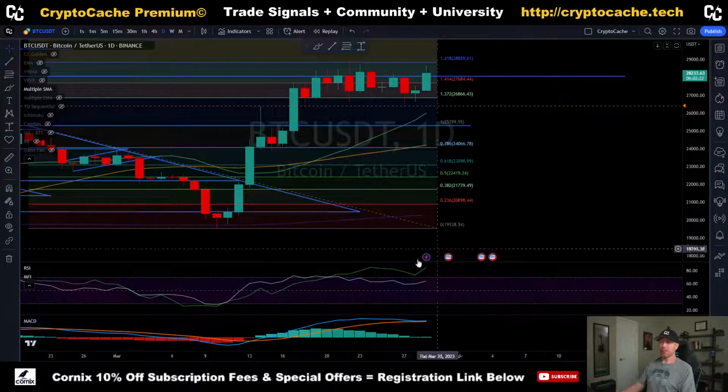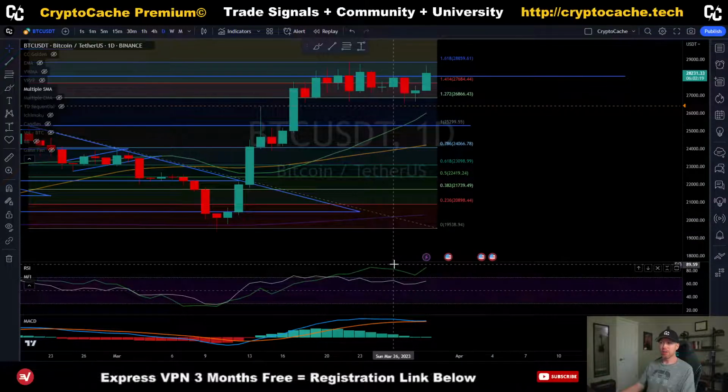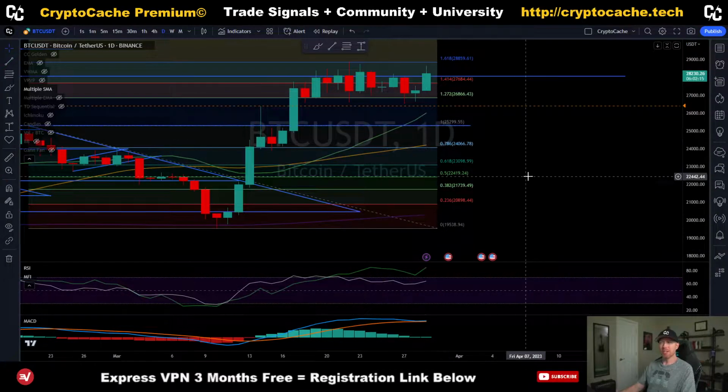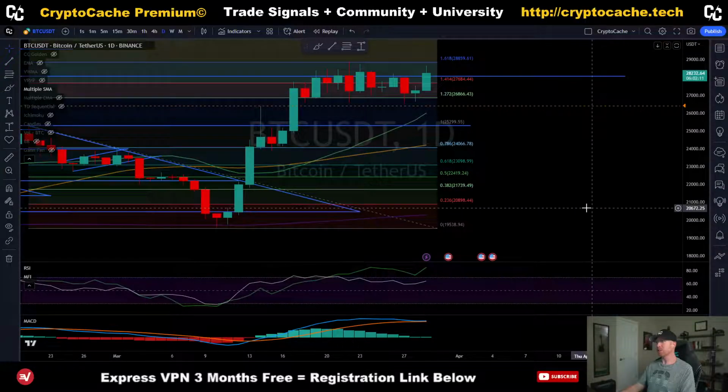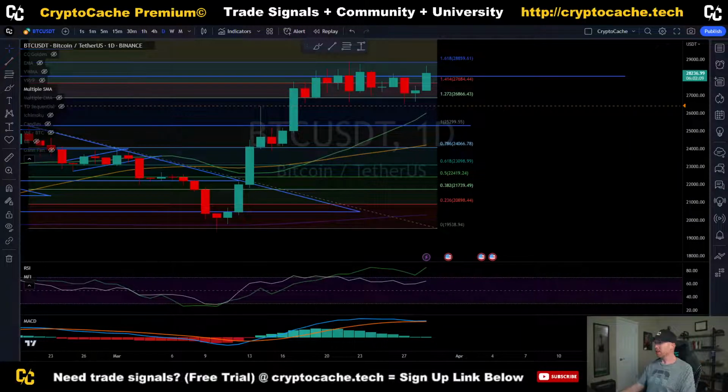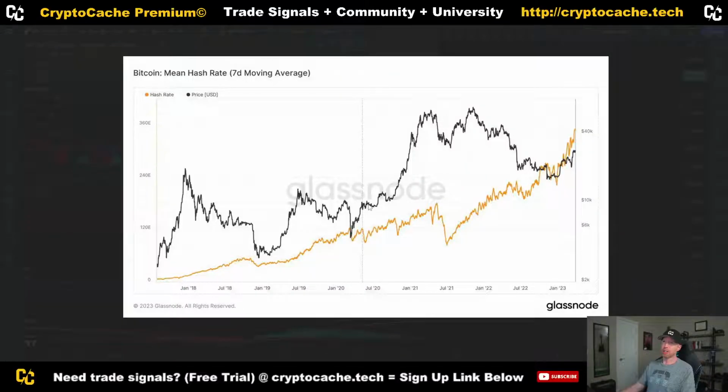RSI, money flow index, is a tremendous amount of volume in the last 14 days. That's why we're seeing that really, really high there. It's the only reason why the price is maintaining, because there's more money coming into the market. In fact, the Bitcoin hash rate is extremely high right now. See if I can find it. If we take a look here, you can see the amount of hash rate is significantly higher.